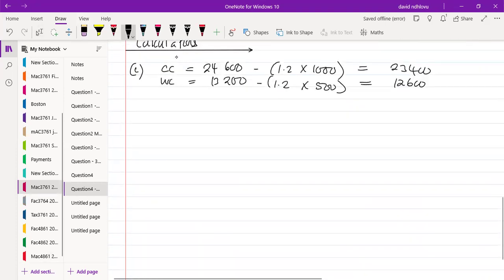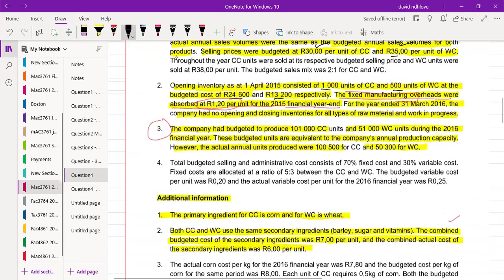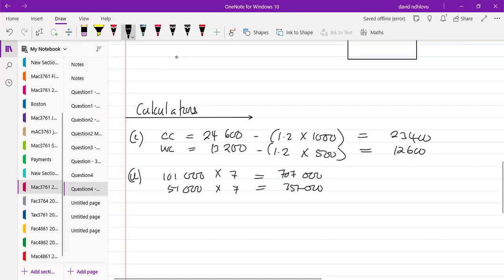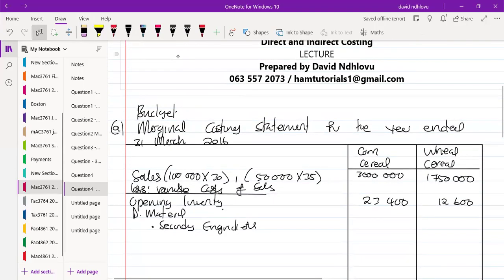So if we go to the side, how many units did we plan to produce of each product? For the CC, we plan to produce 101,000. For the WC, our budget was to produce 51,000. Now remember, the budgeted cost per unit is 7 here. So that will give us 707,000, and then 51,000 by 7 gives you 357,000. So there is nothing difficult, just that we are showing each ingredient on its own.